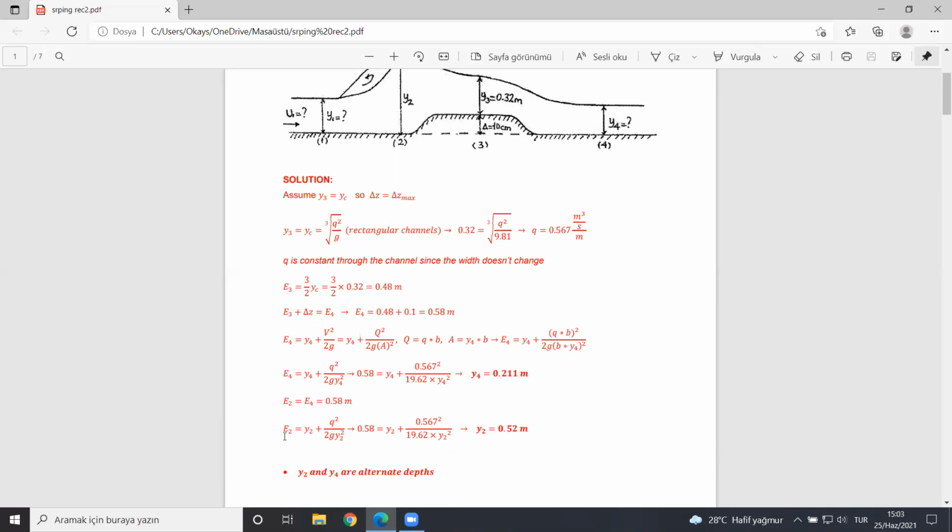So I'm basically writing the same equation. E2 will be equal to Y2 plus small q square divided by 2g Y2 square. E2 is equal to E4, which is 0.58 meters. And we know what small q is. As I said, it won't change through this channel because the channel width is not changing and the discharge is constant as well. So we have 0.567 square divided by, this is again 2g times Y2 square. And from here, Y2 is equal to 0.52 meters.